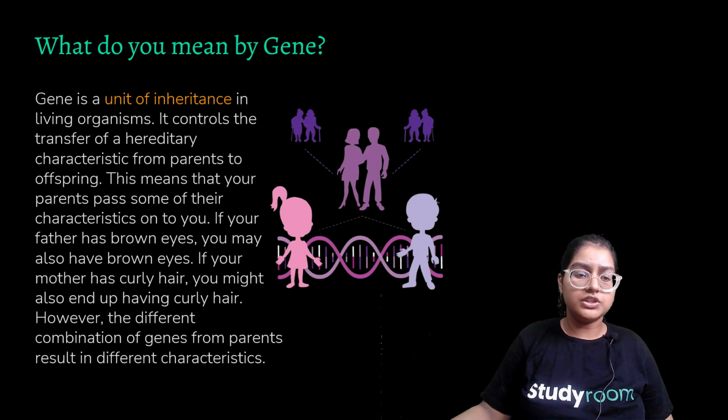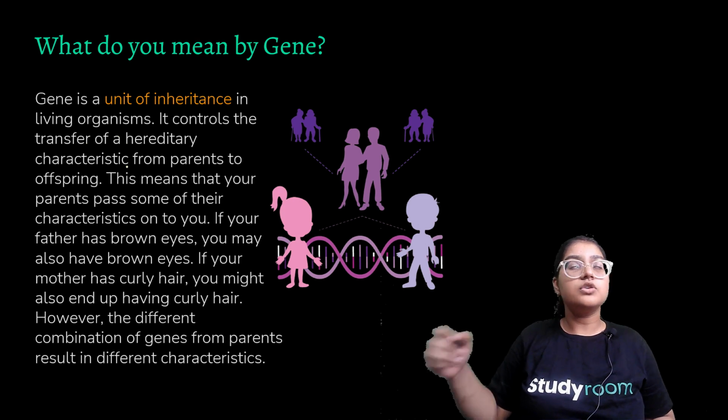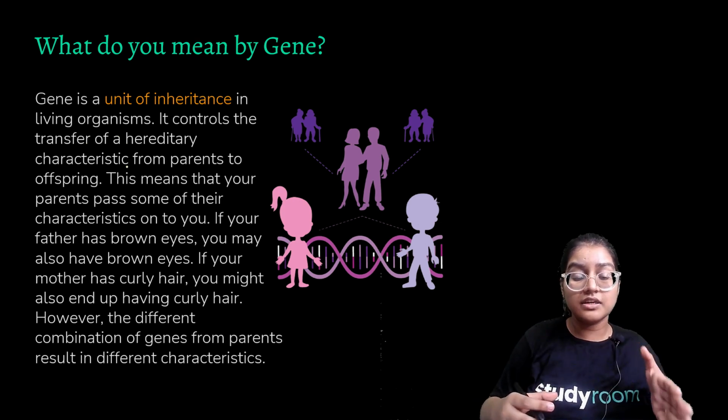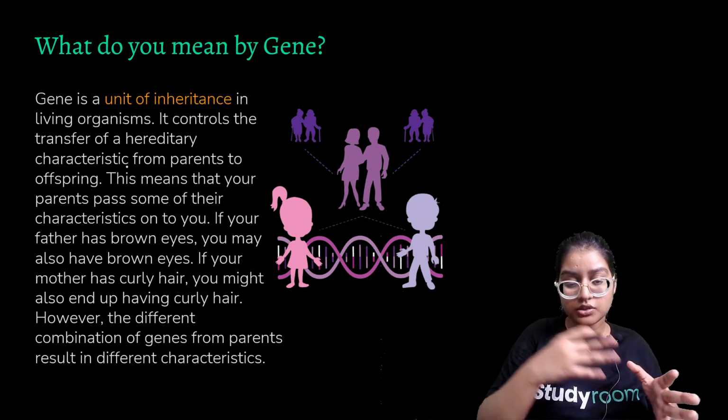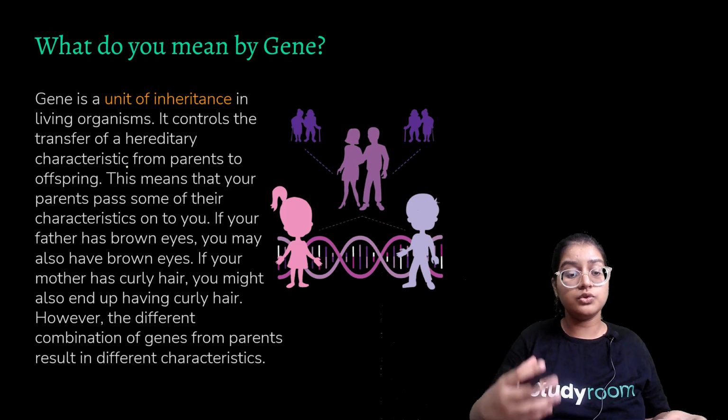What do you mean by gene? So gene is a unit. The simplest definition is, gene is a unit of inheritance in living organisms. It controls the transfer of hereditary characters from parents. So gene is nothing but it carries the information from our parents to us. So it is the flow of genetic information, the unit of inheritance.